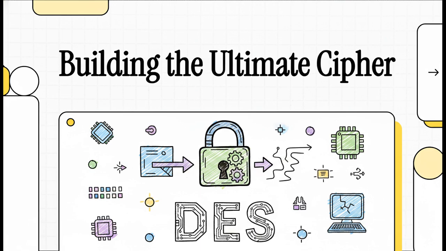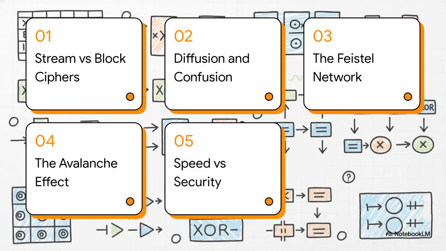Today, we're putting on our cryptographer hats. We're going to dive into something kind of mind-blowing, the complex inner workings of modern block ciphers. We'll specifically be looking at the legendary Data Encryption Standard, or DES. We're going to break down exactly how you hide data so securely that even massive modern supercomputers struggle to crack it. Here is the syllabus for our masterclass today.